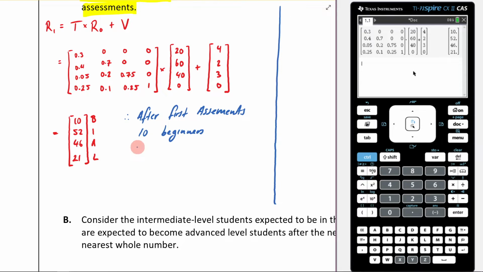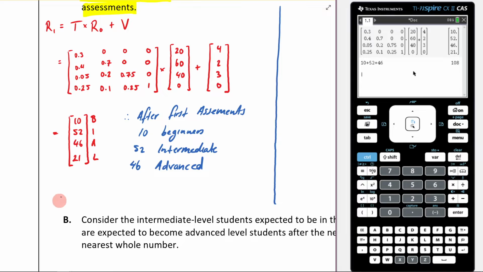10 beginners, 52 intermediate. We have 46 advanced. And of course, 21 kids have left the school. Okay. So that means all up, we have 10 plus 52 plus 46 kids. Because of course you wouldn't count the kids that have left.